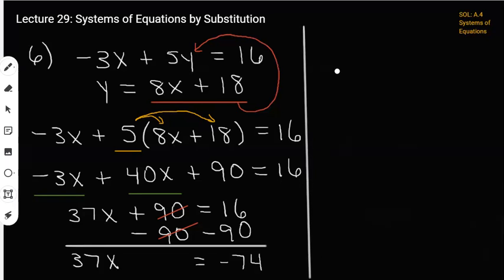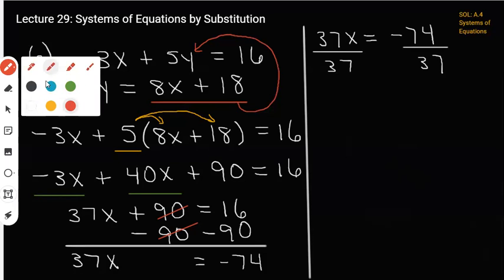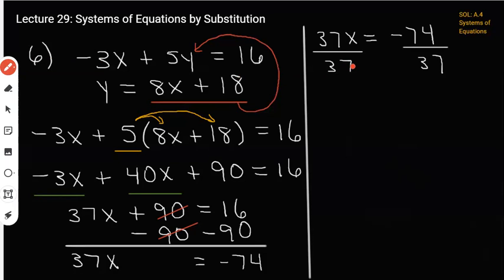Okay, so on the right side of the screen, I've got 37x equals negative 74. And I can divide both sides by 37. And you should get negative 2 when you get done with that. So that's x.